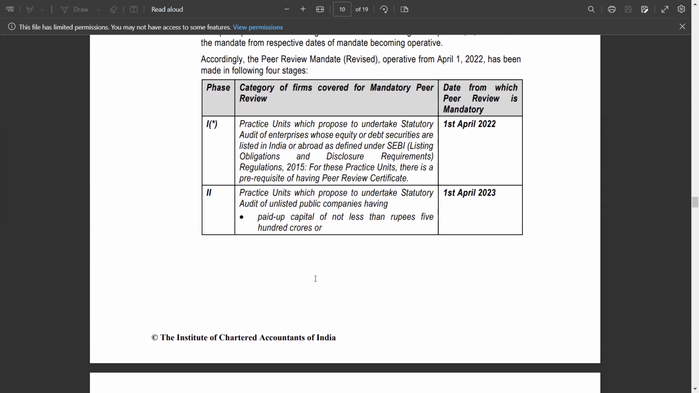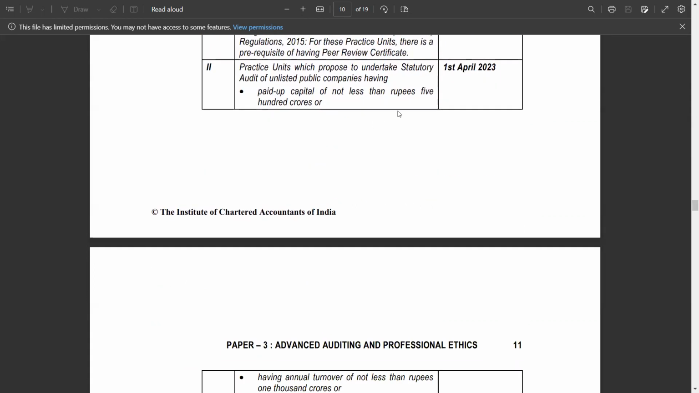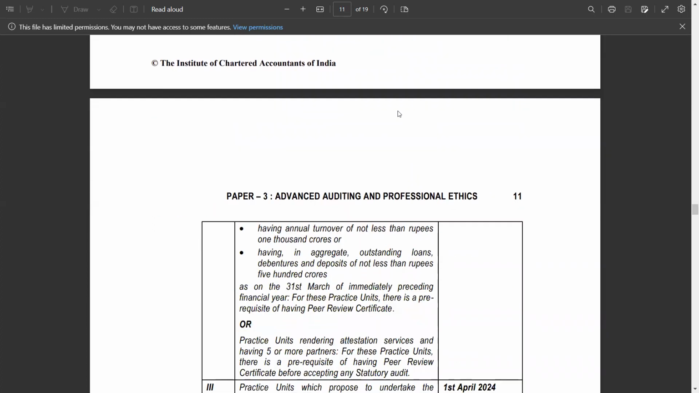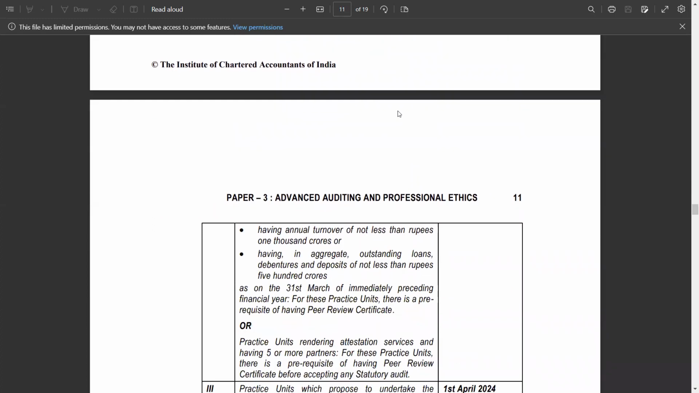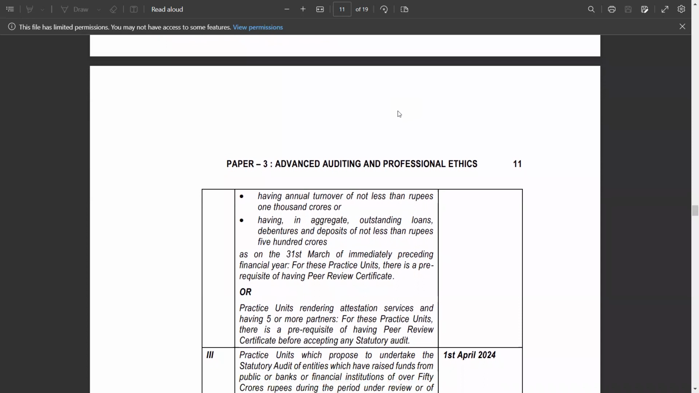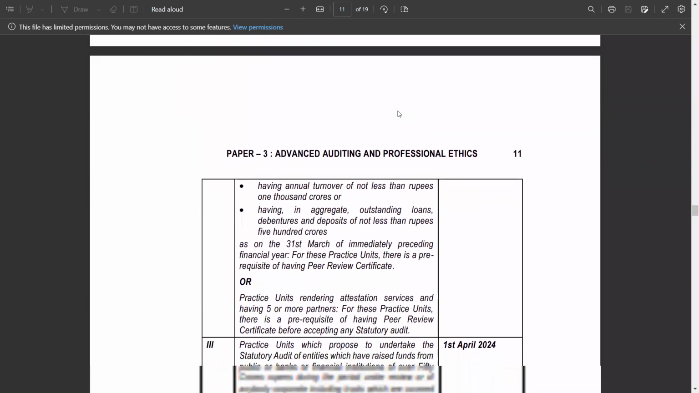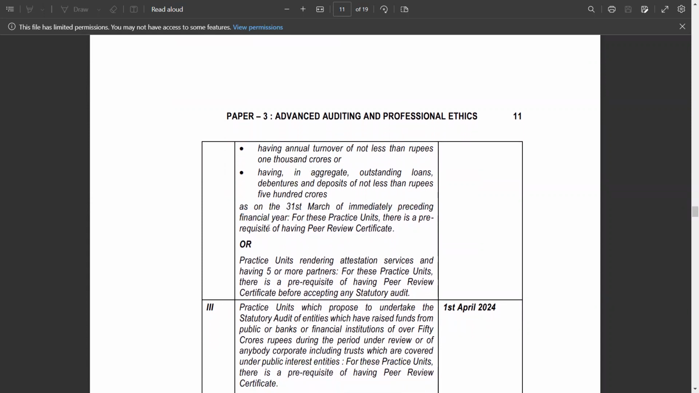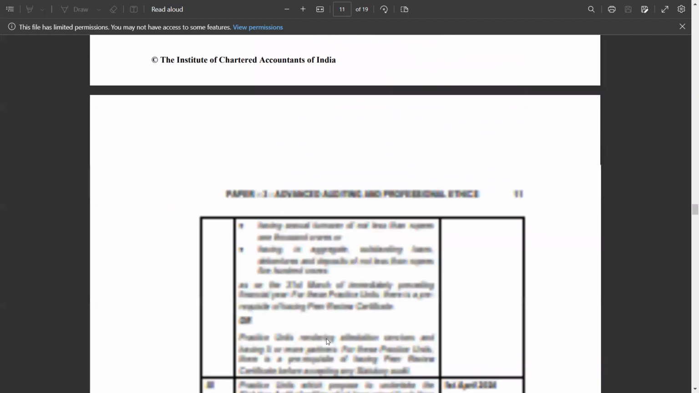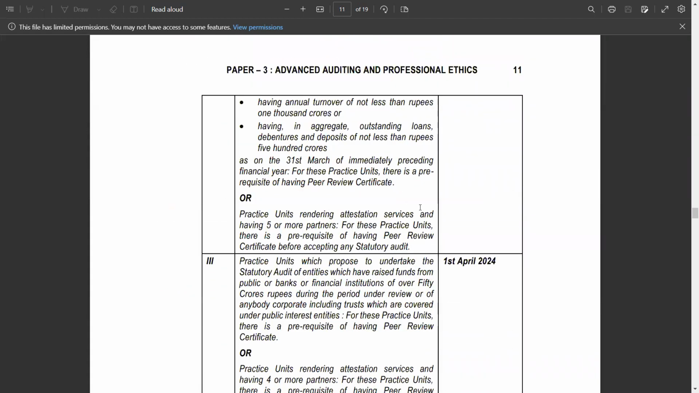Sorry. So if you have paid up capital less than or equal to 500, turnover less than or equal to 1000, and outstanding loans, debentures, and deposits less than or equal to 500 crores, as on 31st March of the immediately preceding financial year, not the current financial year. This is the most important thing. Or there is an option: practice units rendering attestation services and having 5 or more partners.